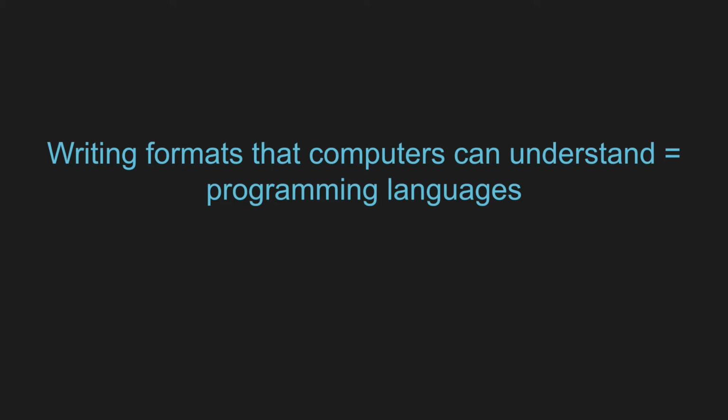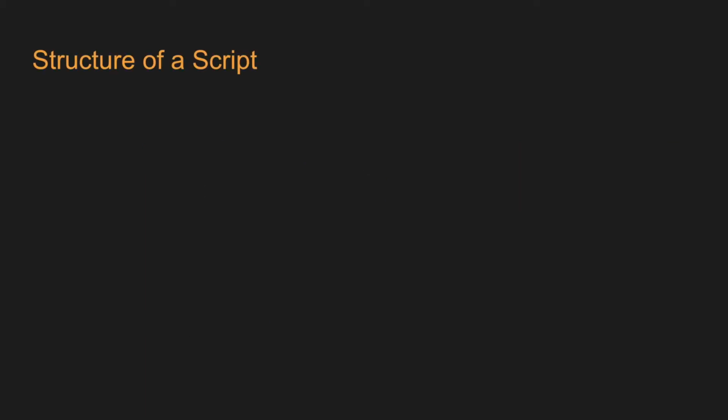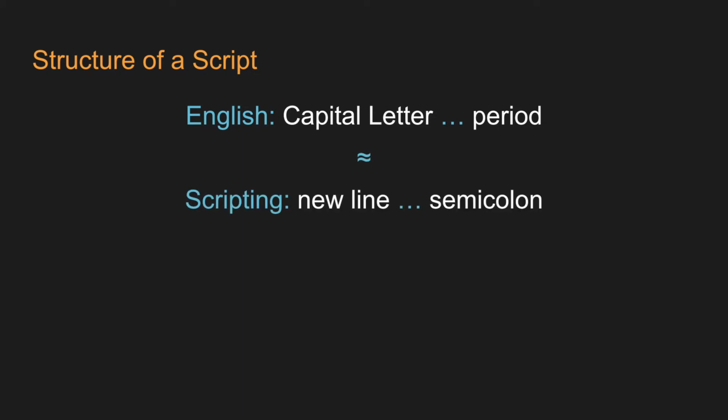At NeuroTask, you'll write your scripts in a simplified version of JavaScript, a universally used programming language that's built into every internet browser. Let's look at the overall structure of a script. In English, the steps of our instructions would be separated into sentences that start with a capital letter and end with a period. In a script, each step starts on a new line and ends with a semicolon.